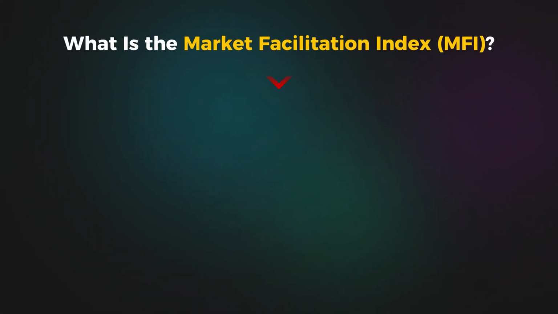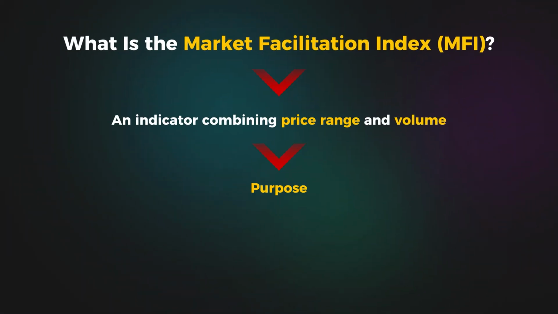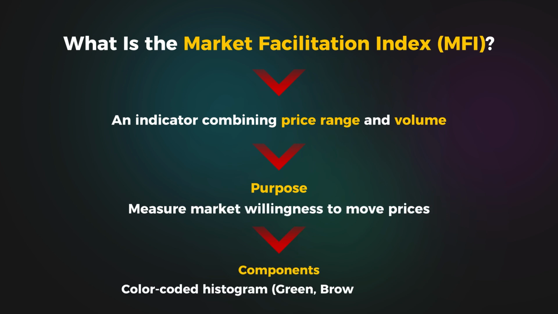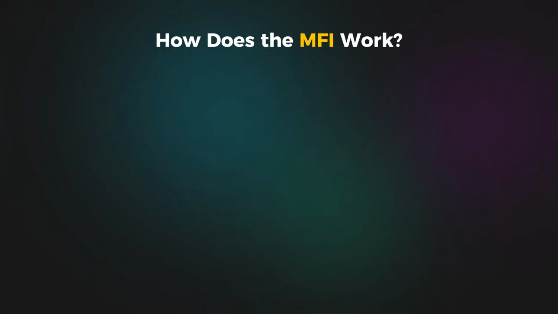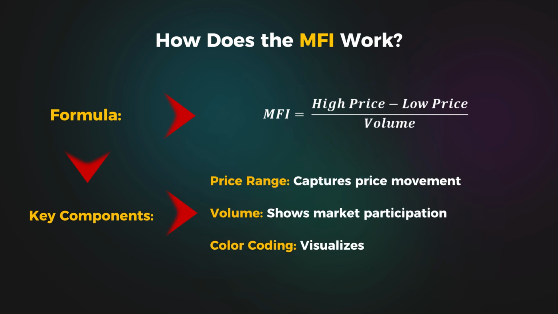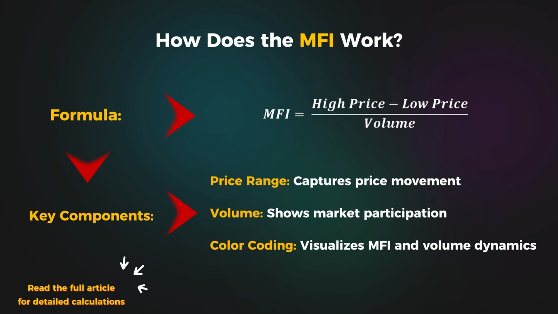The Market Facilitation Index combines price range and volume to assess market efficiency. The color-coded histogram simplifies interpretation, helping traders quickly understand market conditions. The formula calculates how efficiently the market moves prices. The histogram bars and their color indicate key market states, such as momentum or consolidation.